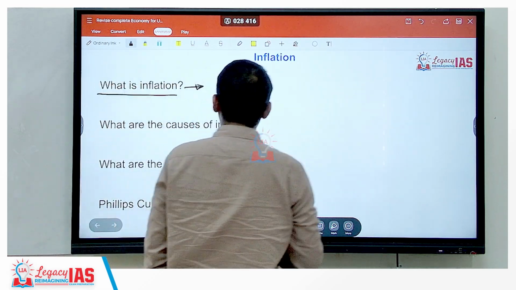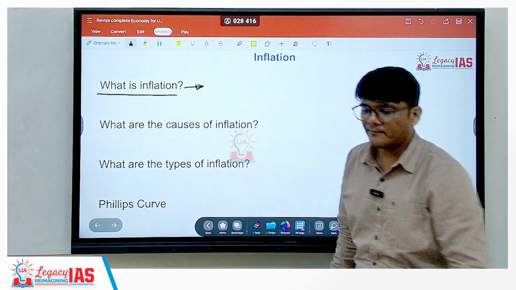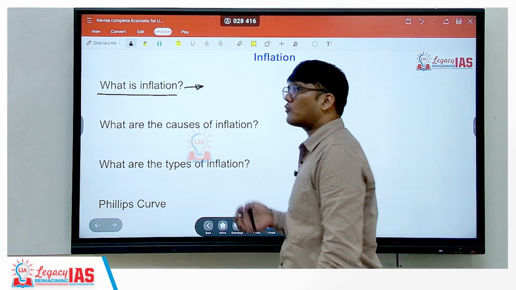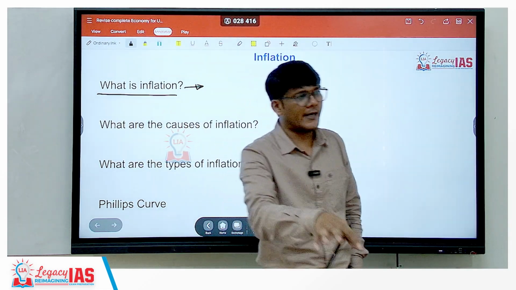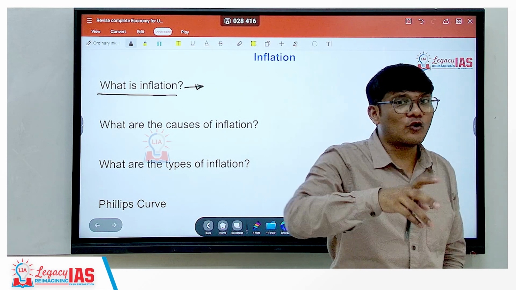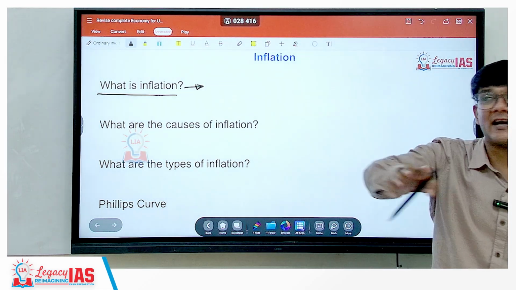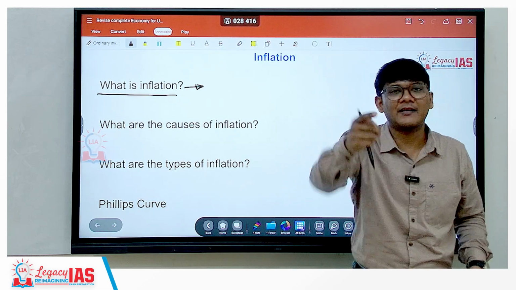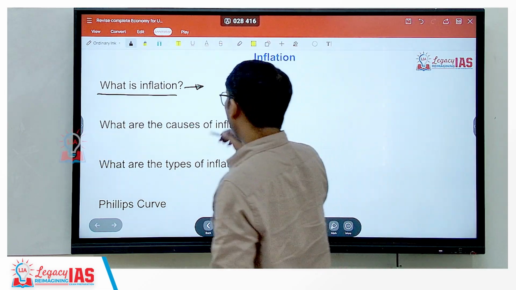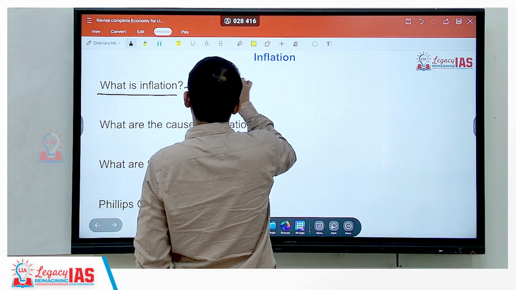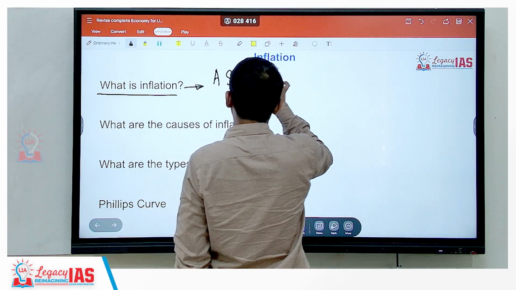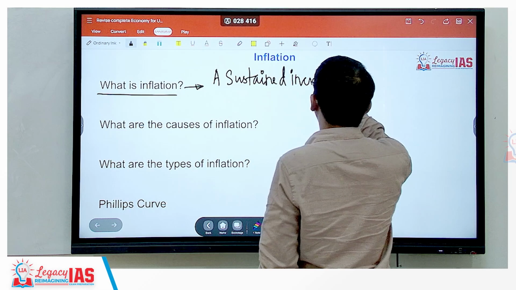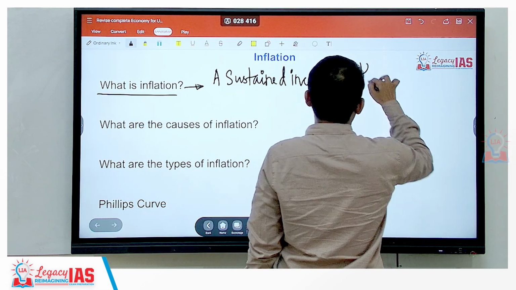Inflation is nothing but, and also one more important thing, the price rise needs to be a sustained one. It cannot happen that today the price is increased, tomorrow it fell down again. Since there was no sustenance in the price, it will not be inflation. For inflation to occur, there needs to be a sustainable increase in the prices. Okay. So inflation is nothing but a sustained increase in the prices.